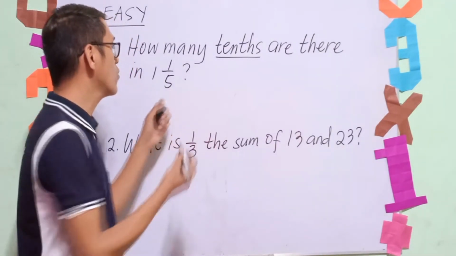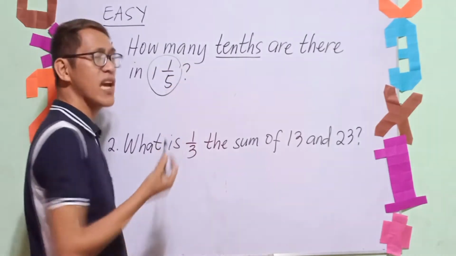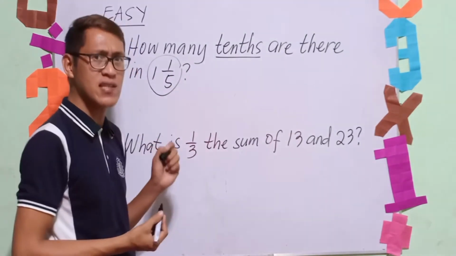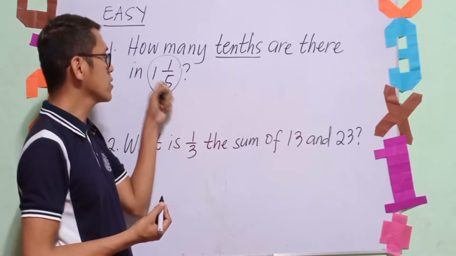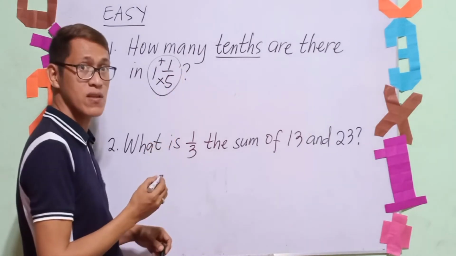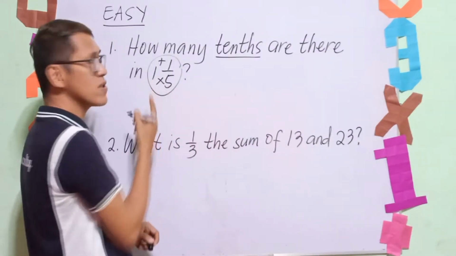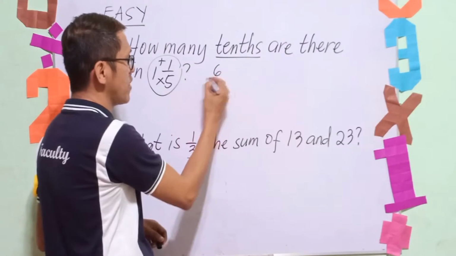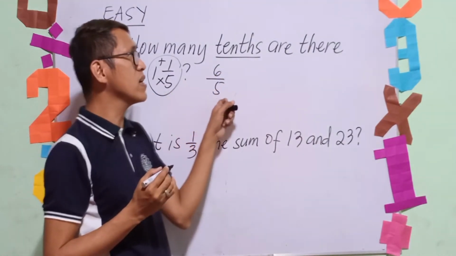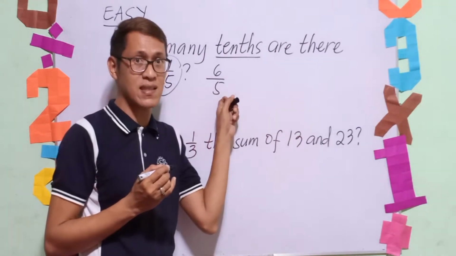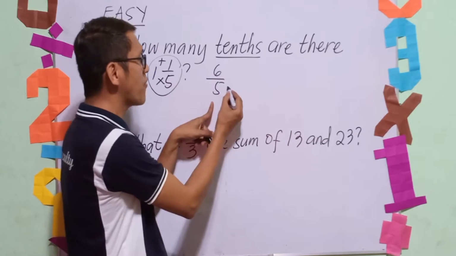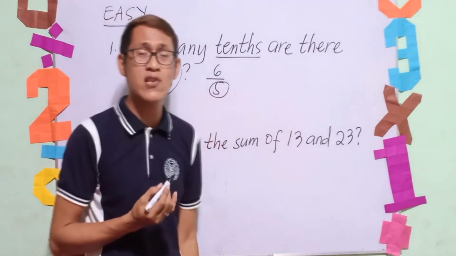So what will you do with 1 and 1/5? Change this to an improper fraction. How will you change this to an improper fraction? Multiply 5 times 1, then plus 1. That will give you, again, 5 times 1 is 5, plus 1 is 6/5. After you change this to improper, since we need tenths, 1/10, just simply change 5 to 10. How will you change 5 to 10?